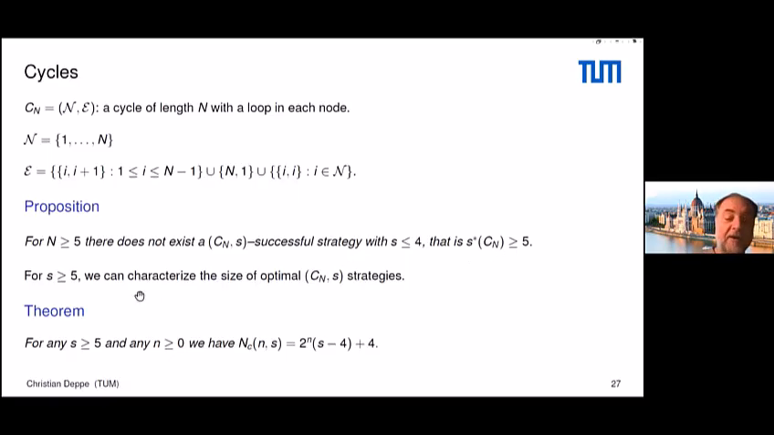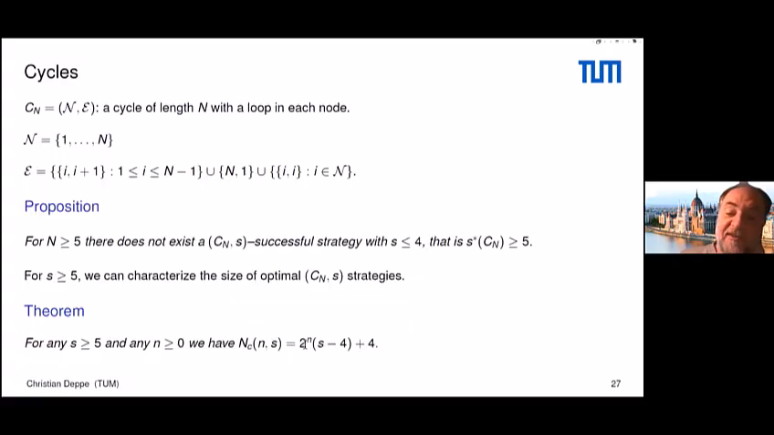And now the strategy, if you look at the simple strategy I gave you, it's exactly that you have 2 to the n times S minus 4, in the case which I presented you, S equals 5.